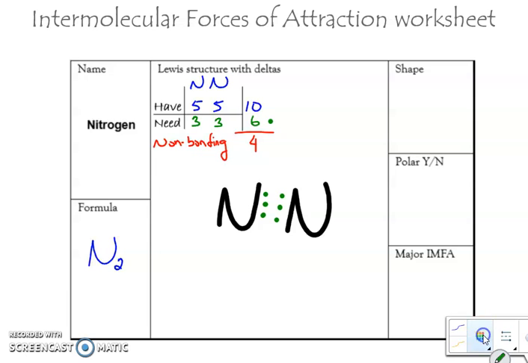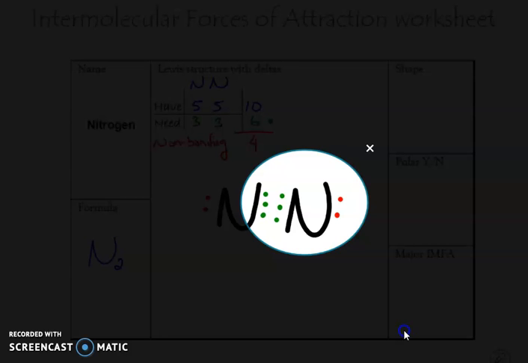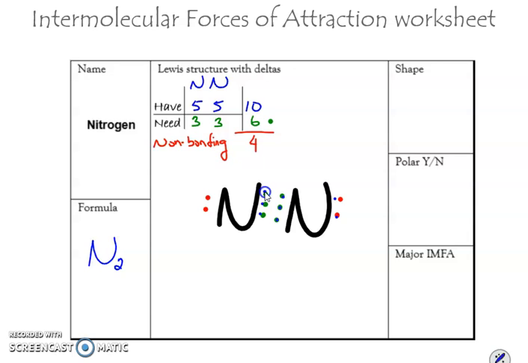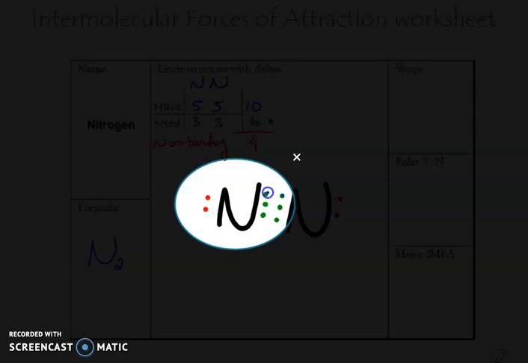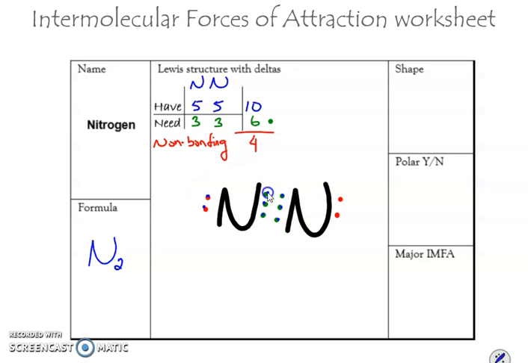We have 4 non-bonding electrons, and they are going to be split evenly between the 2 atoms: 2 on one and 2 on the other. Now, each atom independently has a grand total of 1, 2, 3, 4, 5, 6, 7, 8 valence electrons. The same is true for the other nitrogen. They both have their stable octet, they are both satisfied, so we have a correct Lewis structure.